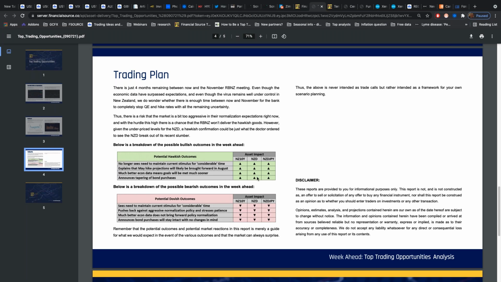If they say tapering bond purchases, New Zealand dollar strength, New Zealand dollar yen upside looks very, very likely.